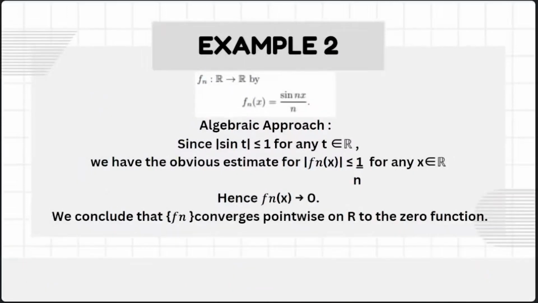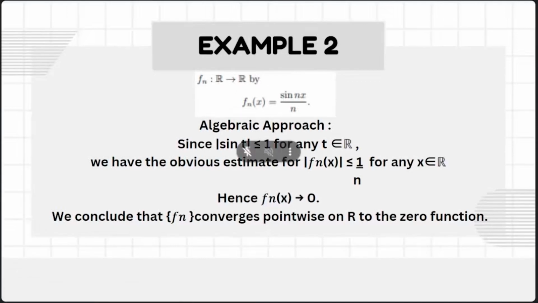So let us take another example. I have taken the example fn(x) equal to sin(nx) upon n. Algebraically we know that sine ranges from -1 to 1. So the modulus of sin x is always less than or equal to 1 for any x belonging to R. So here, to estimate fn(x), I have used one property. Can anyone guess that?